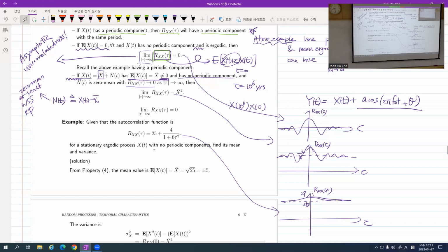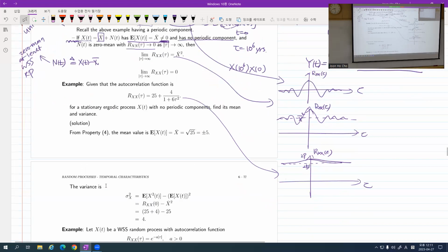Anyway, and the variance. Variance is what? By definition, the variance is the ensemble average of x squared minus the squared mean. And we know this value because this is simply the autocorrelation evaluated at 0, which is 29. So we have 29 minus 25. So the variance is 4. Got it? What does this mean? The standard deviation is 2, right?